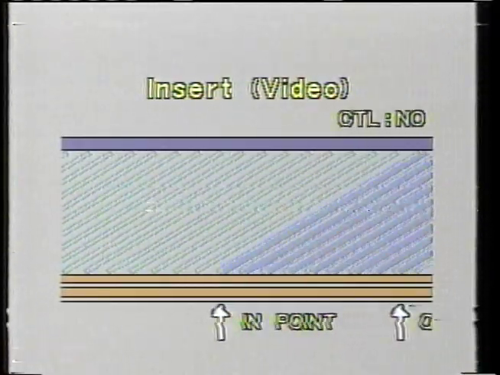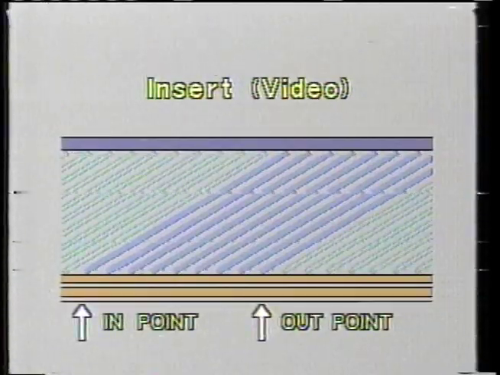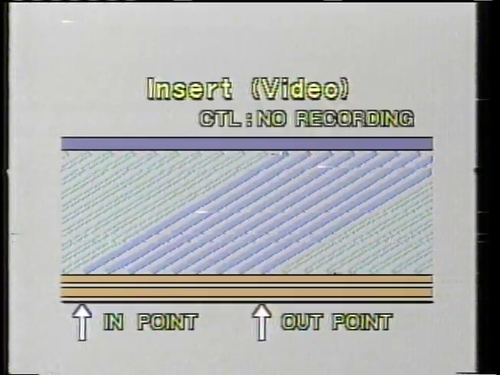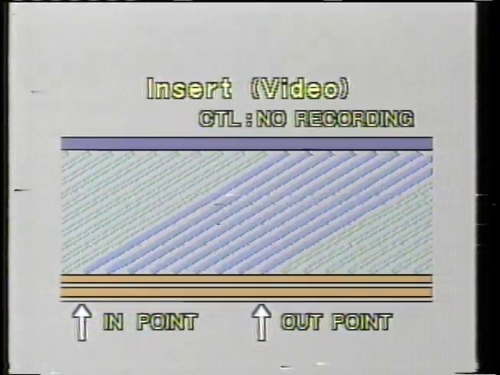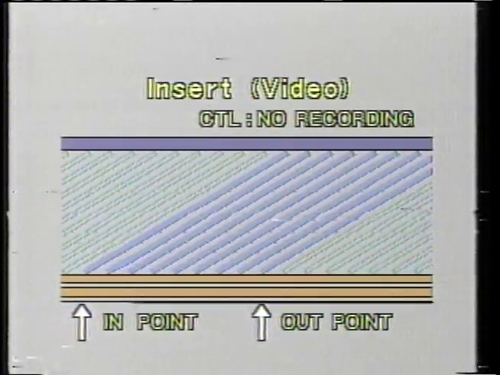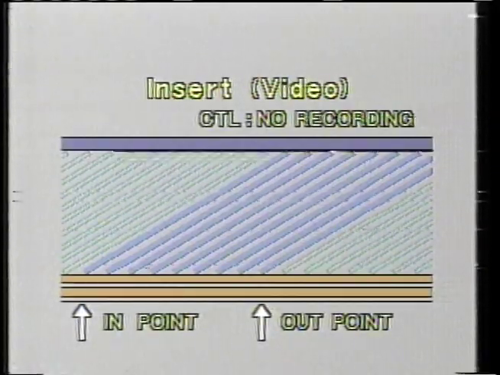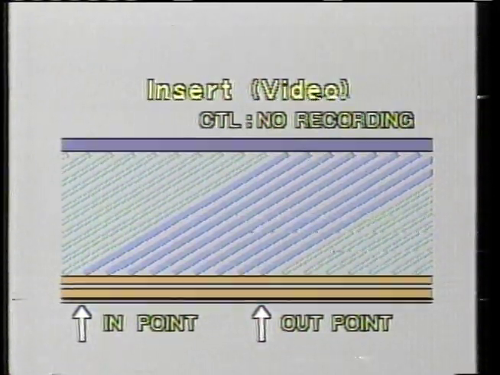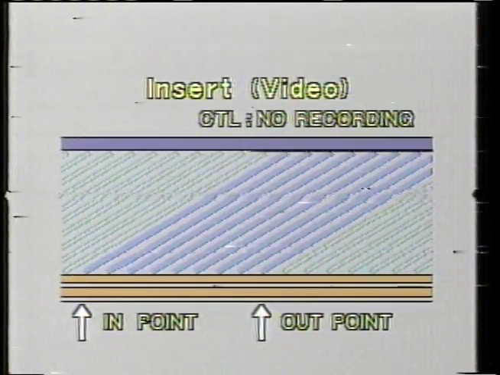The insert edit function inserts the selected video and audio signals between the programmed edit start and edit finish section. The CTL signal is not recorded because the pre-recorded CTL signal is used in the insert edit process. The distinguishing feature of this method is the smooth way in which the end edit point and the RF switching point are combined to merge with the already recorded section.